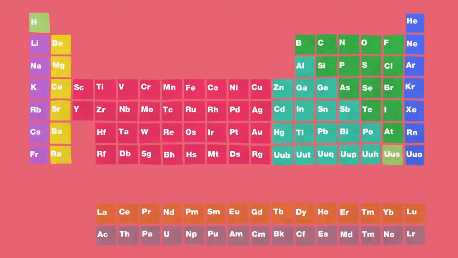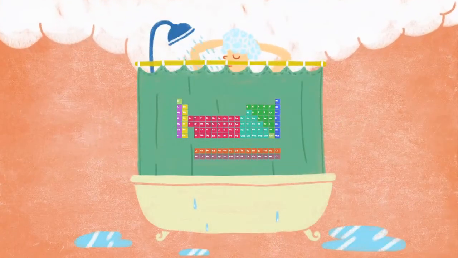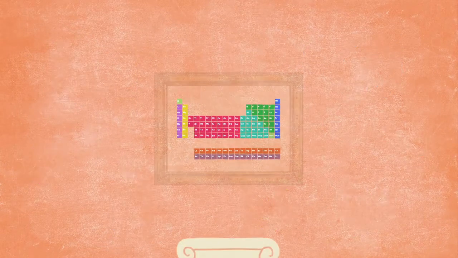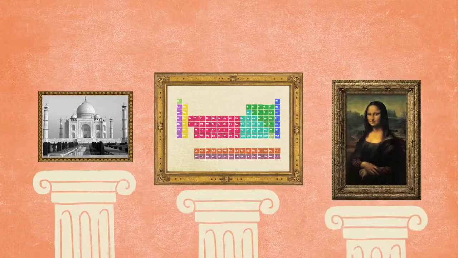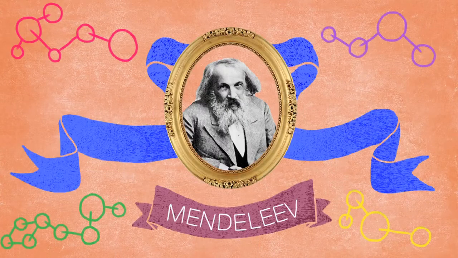The periodic table is instantly recognizable. It's not just in every chemistry lab worldwide. It's found on t-shirts, coffee mugs, and shower curtains. But the periodic table isn't just another trendy icon. It's a massive slab of human genius, up there with the Taj Mahal, the Mona Lisa, and the ice cream sandwich. And the table's creator, Dmitri Mendeleev, is a bona fide Science Hall of Famer. But why? What's so great about him and his table?